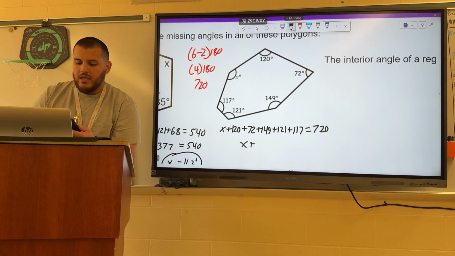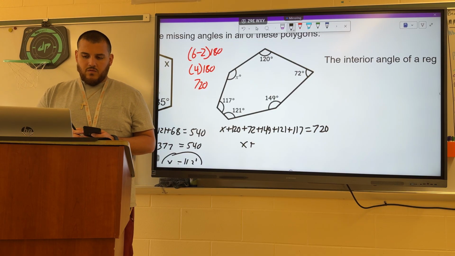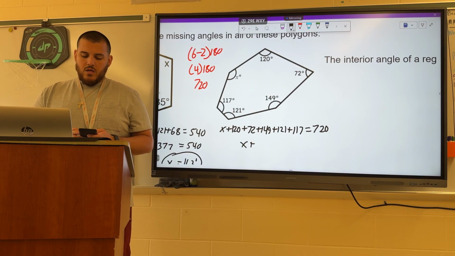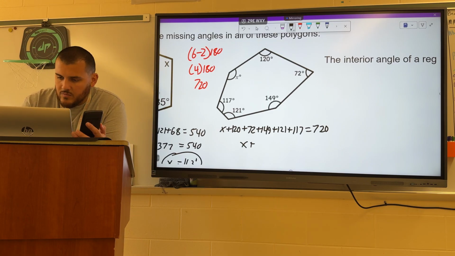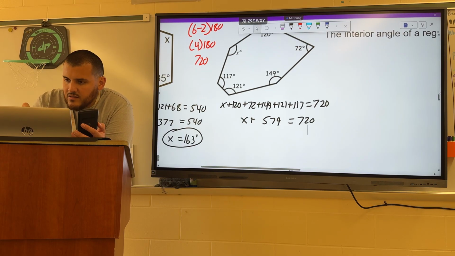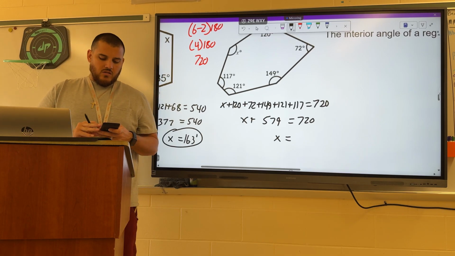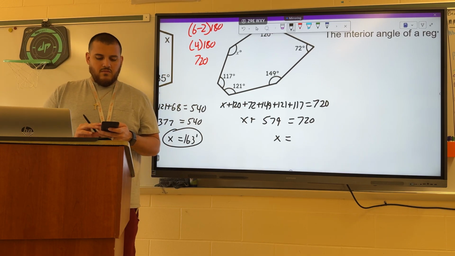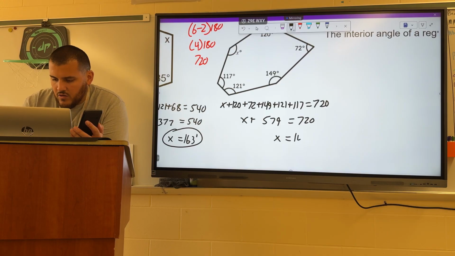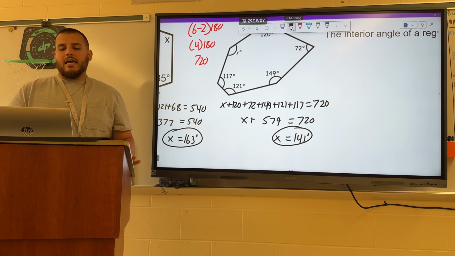Again, I'm going to combine all of these like terms here. So 120 plus 72 plus 149 plus 121 plus 117 gives me a total of 579 degrees, which I can now subtract from 720 to get the measure of our missing angle here. So 720 minus 579 gives me 141 degrees for x in that polygon.